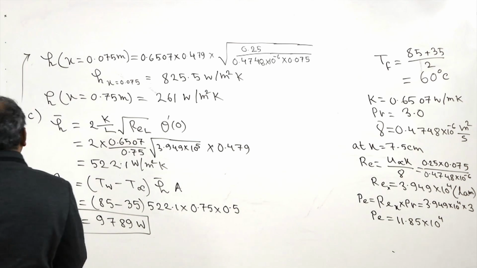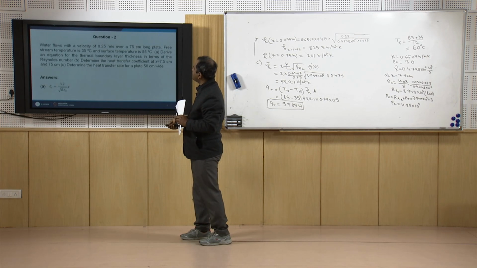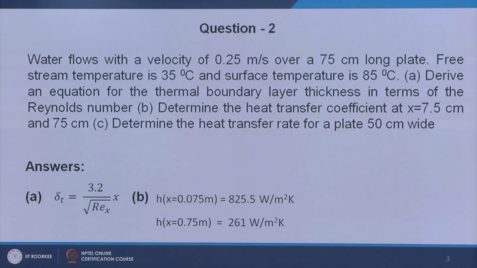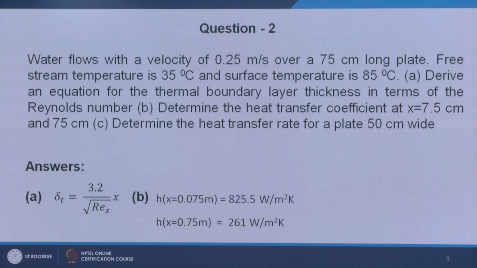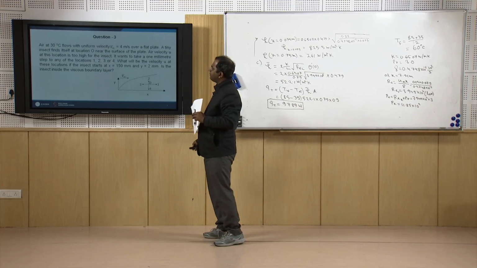Okay. So let me show you all three answers over here as question 2. This is the first answer we have got, delta T is equal to 3.2 divided by root over of Re_x into x. Second answer we have got for both the levels at 0.075 and 0.75, and last, C, we have got 9789 as we have shown over here. Okay. Let me show you another problem.